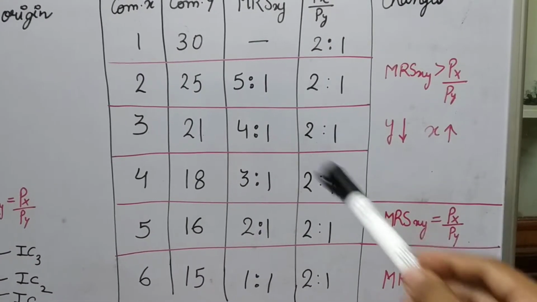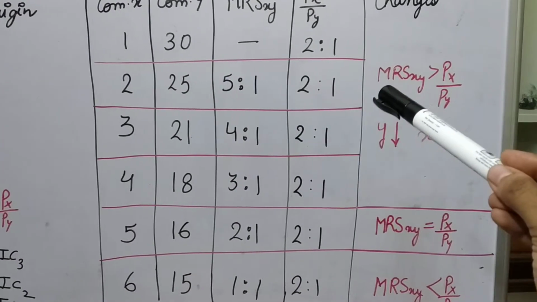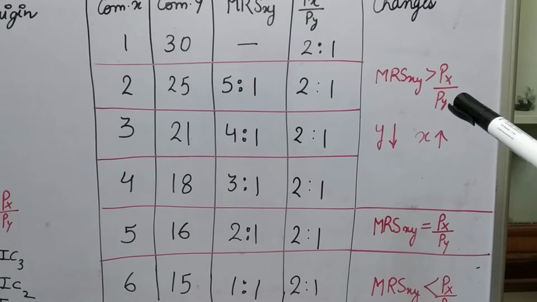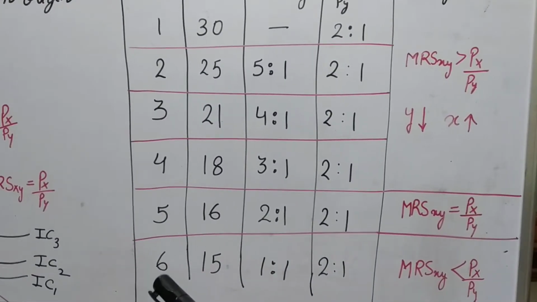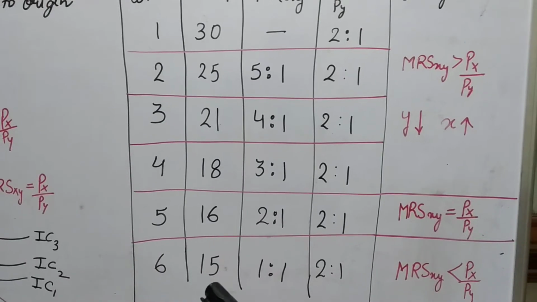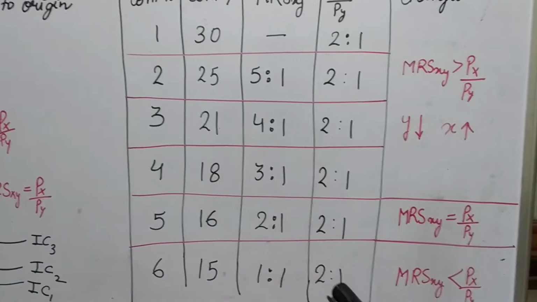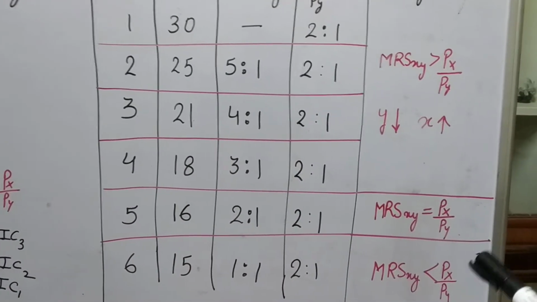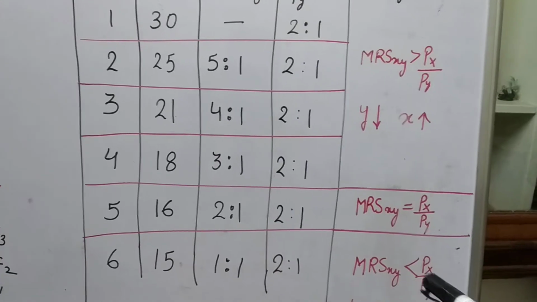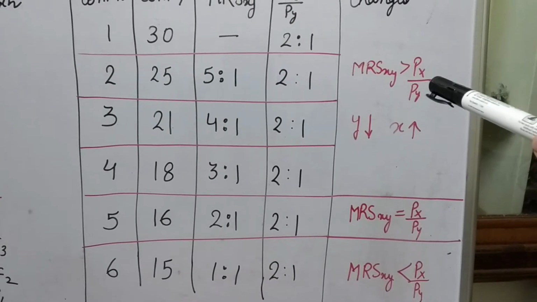But before that you can see MRS of XY is greater than Px upon Py. So here also we have written MRS of XY is greater than Px upon Py. After that you can see when the consumer consumes 6 units of the X and 15 units of the Y, at that time his MRS of XY is 1:1 and Px upon Py is 2:1. So MRS of XY is lesser than Px upon Py. So that means in this condition also the consumer is not in the equilibrium. Here also he is not in the equilibrium.